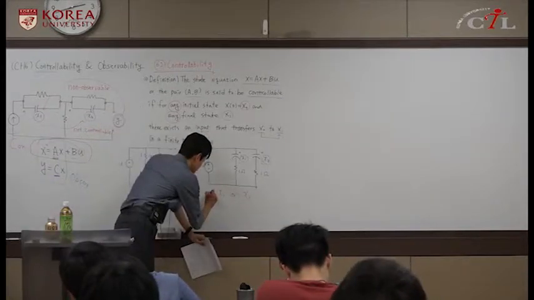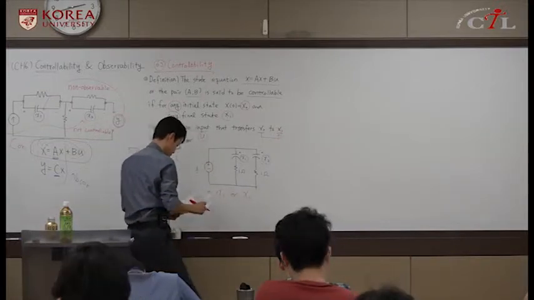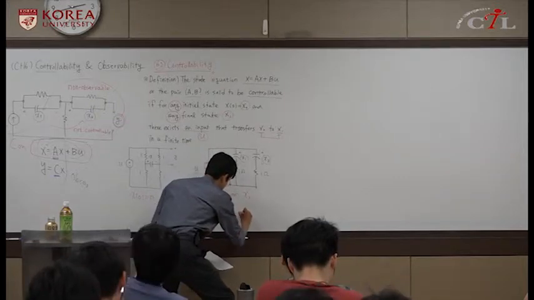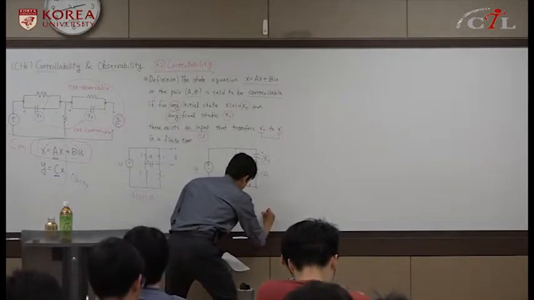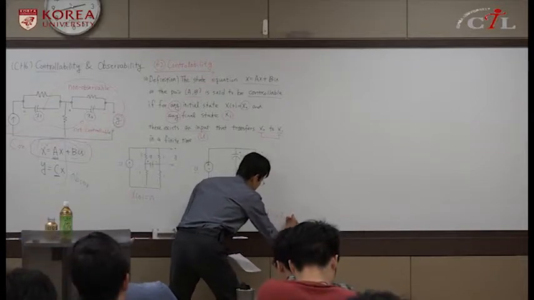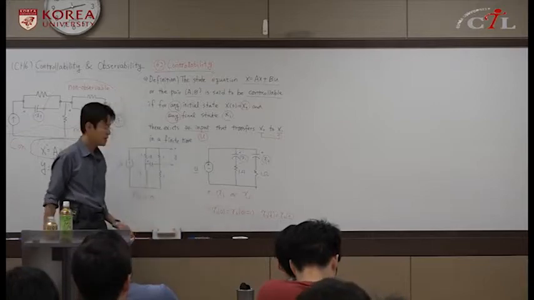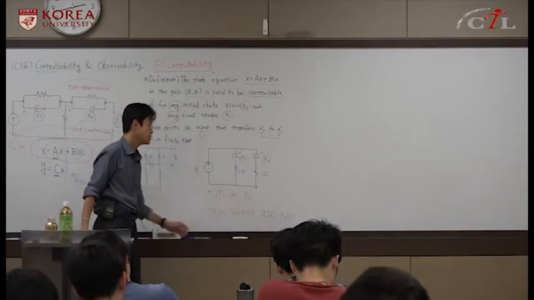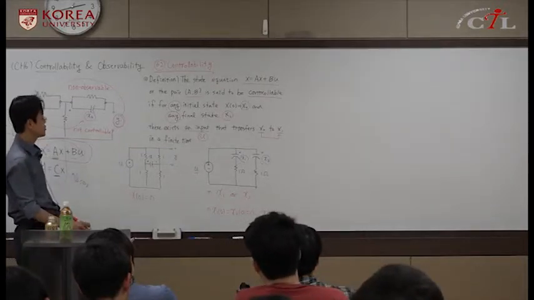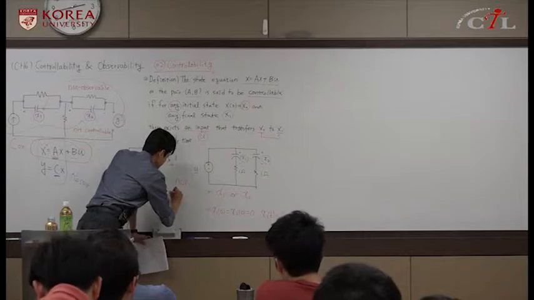Or, if the initial condition is nothing, then x1(t) equals x2(t). Their voltage will always be the same in case the initial condition is nothing. So this kind of system is a non-controllable system. So that is an example of a non-controllable system.